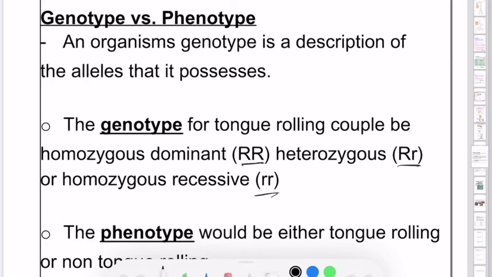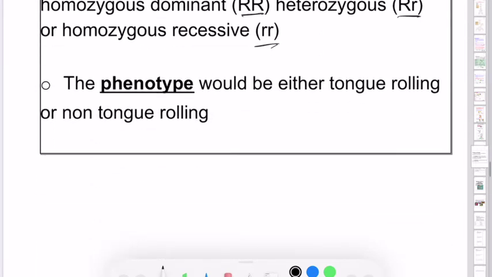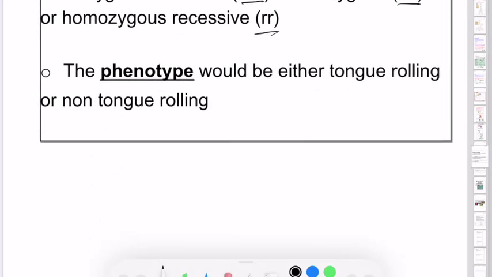And that's only in our head. I mean, you don't look under a microscope and see little R's. That's just a way that we represent them. But remember that genotype is that gene level. It's not what we see with our eyes, but what we see microscopically in your DNA. Where phenotype would be either tongue rolling or non-tongue rolling. It's literally what it looks like. So what it looks like to your eyes.